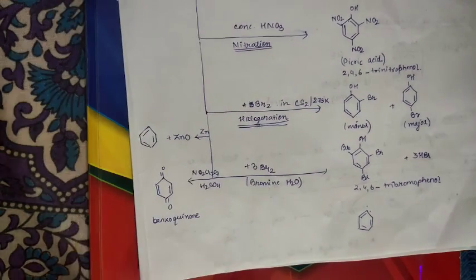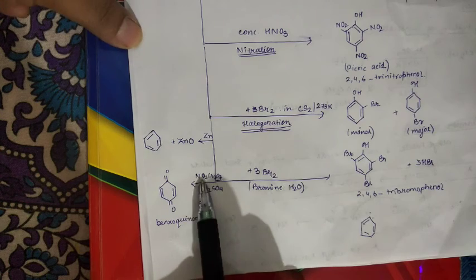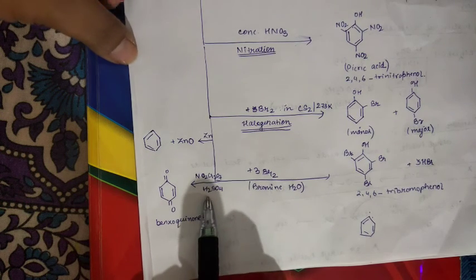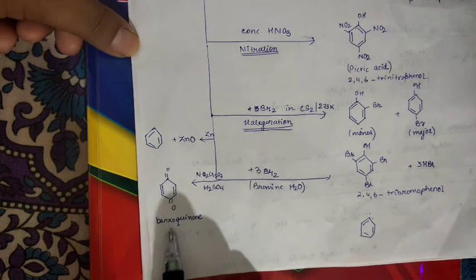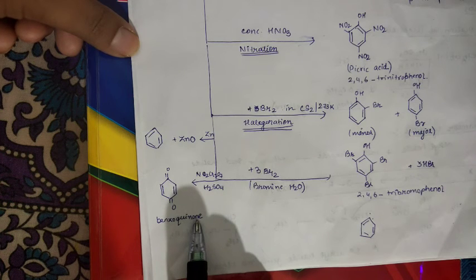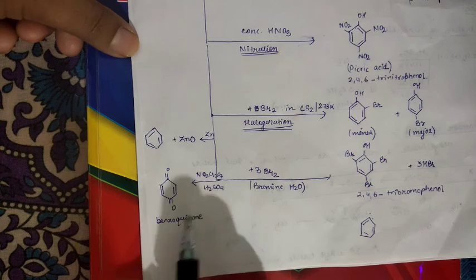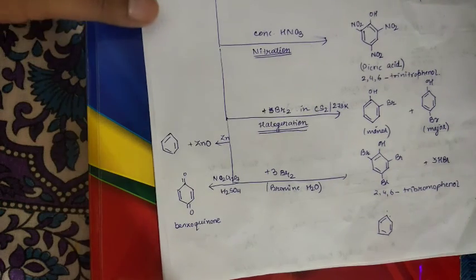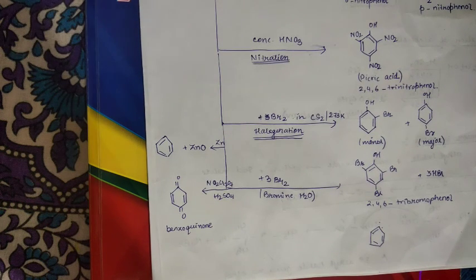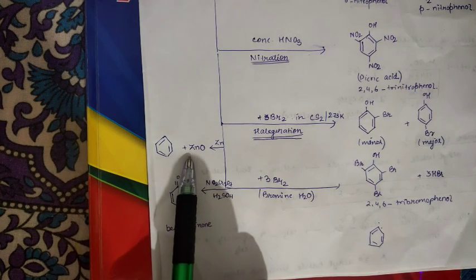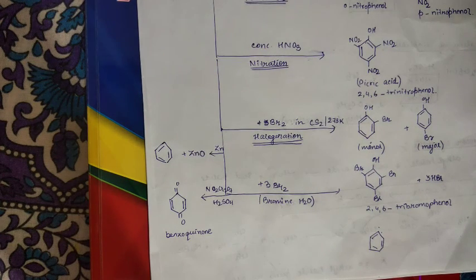Next, let us use sodium dichromate in the presence of sulfuric acid. You will get benzoquinone. Remember we are doing reactions of phenol plus sodium dichromate and sulfuric acid. You will get benzoquinone. Two oxygens will be introduced in the benzene ring along with the double bond. Next, another reaction is that if you use zinc with phenol, you will get benzene plus ZnO, zinc oxide. So these are the reactions of phenols which are very easy.